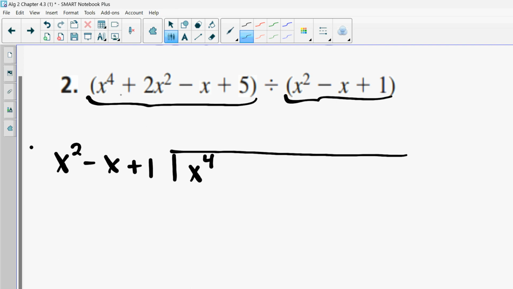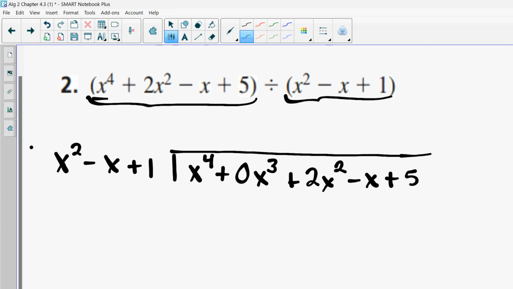Inside, our biggest term is x to the fourth, which means we need an x to the fourth, x to the third, x squared, x to the first, or just x, and our constant term. We do have our x to the fourth, but we do not have an x to the third term. So we add it in as 0 times x to the third, which in most cases would just be 0, but we include it as a placeholder. And we have our plus 2x squared minus x plus 5. We don't have to add any other terms because that was the only one missing.